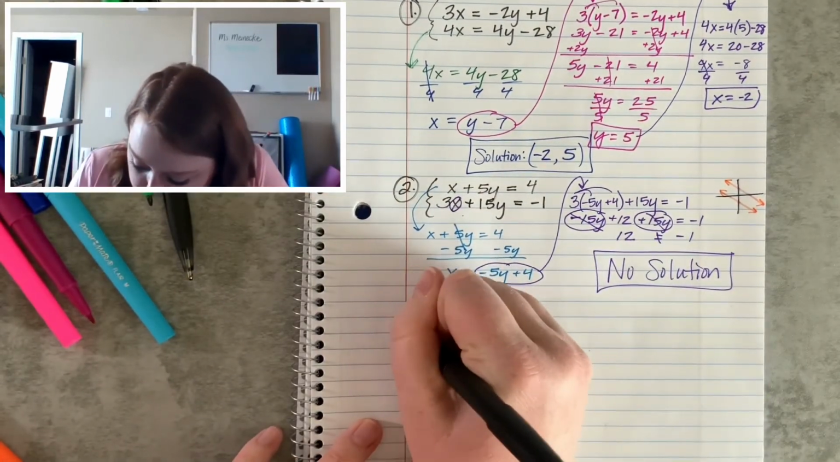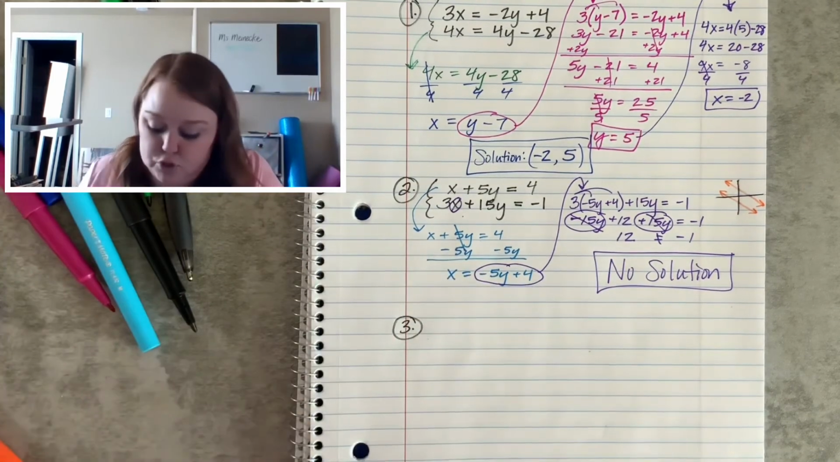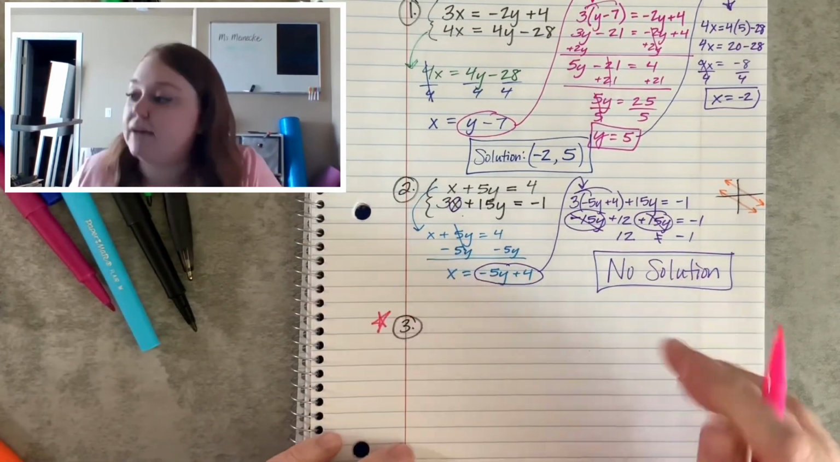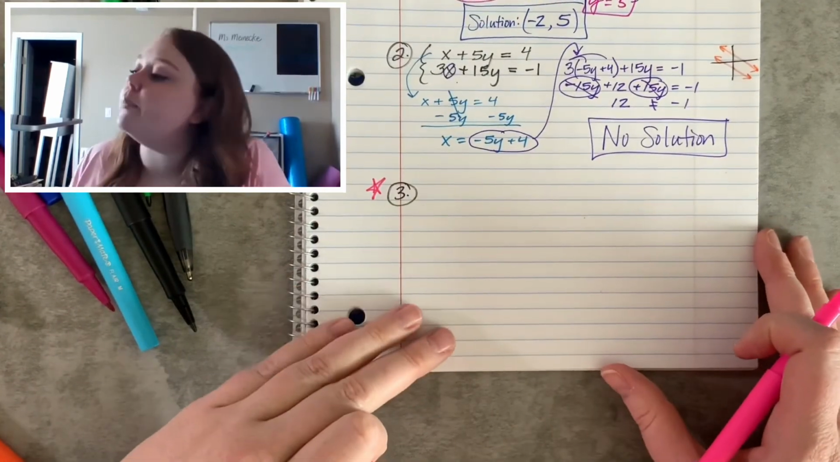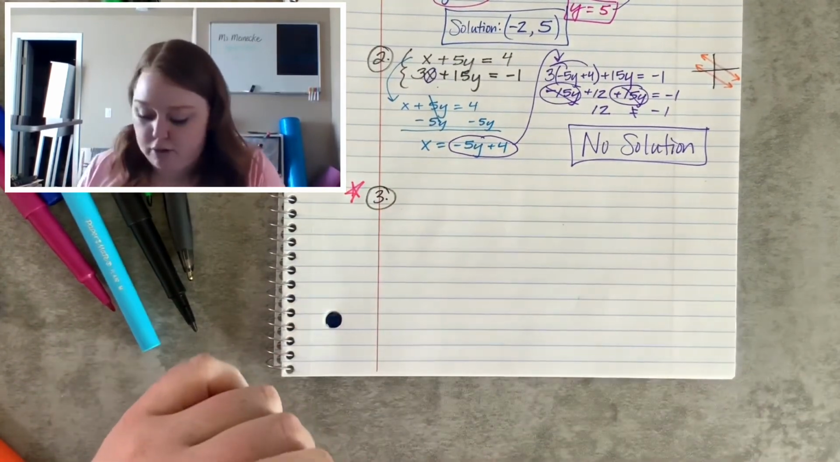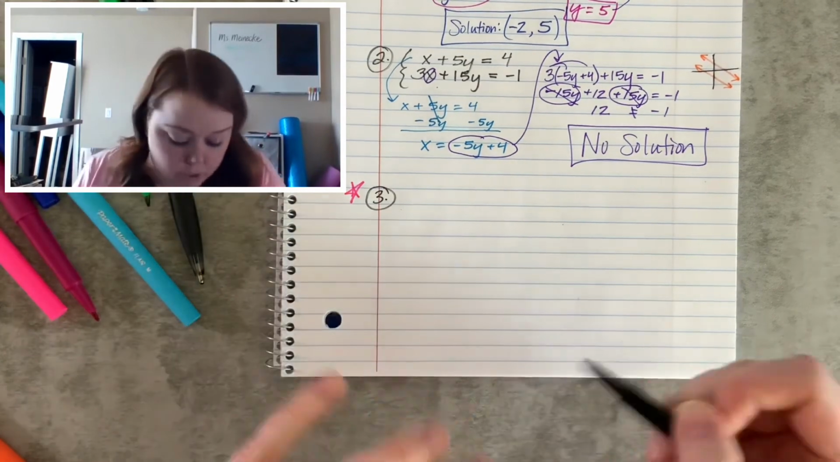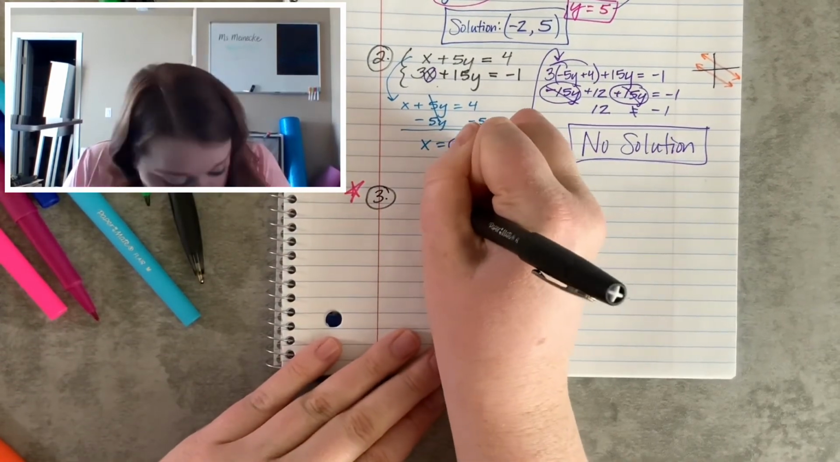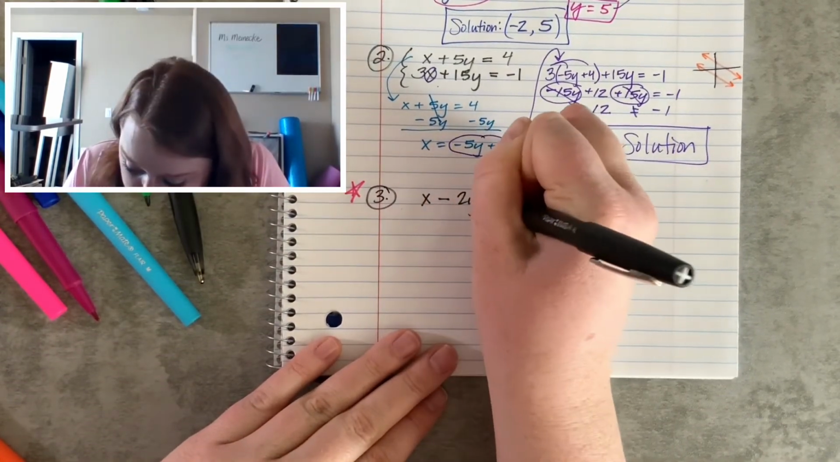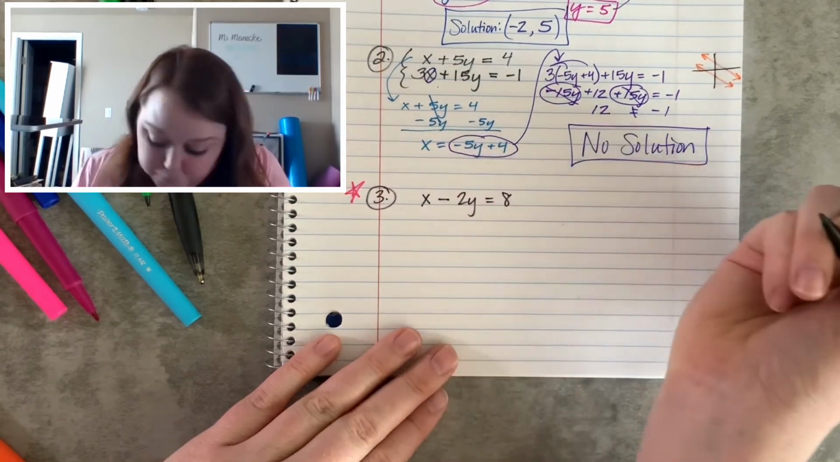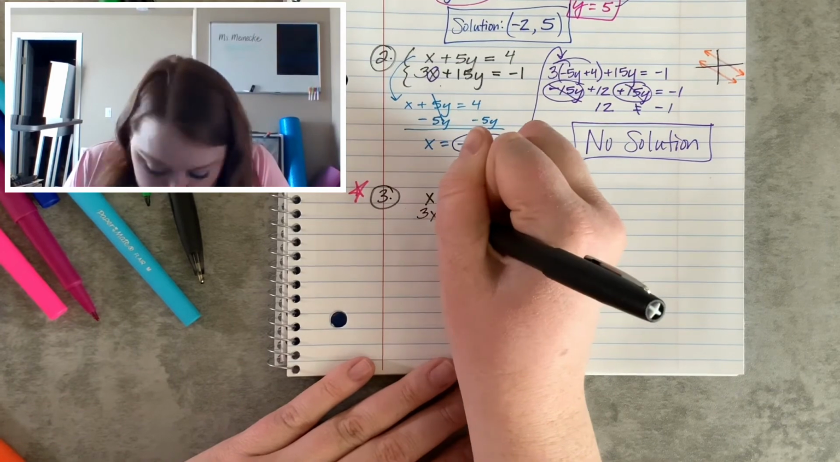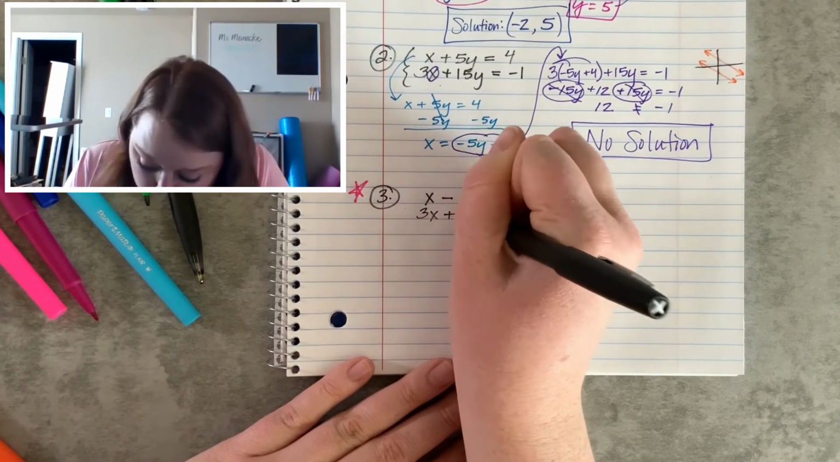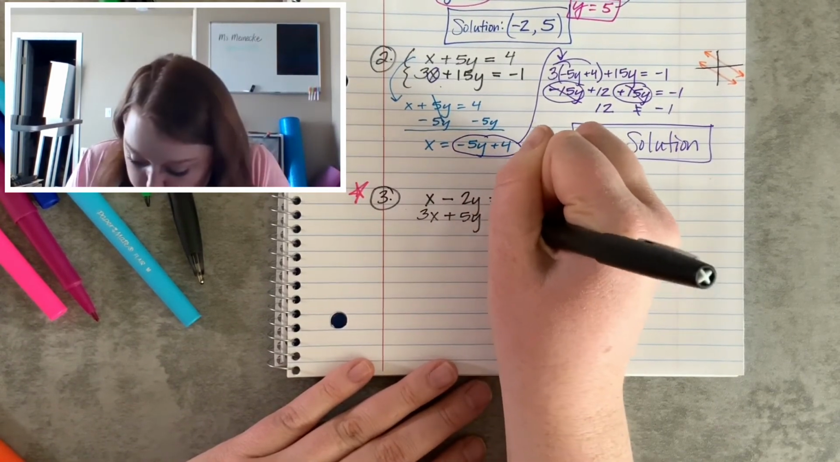Last one, and this is the one that you're going to be doing as your practice question. I'm going to help you a little bit, help you get started, and then you've got to finish it up. Here you go. x minus 2y equals 8. Second equation, 3x plus 5y equals 13.